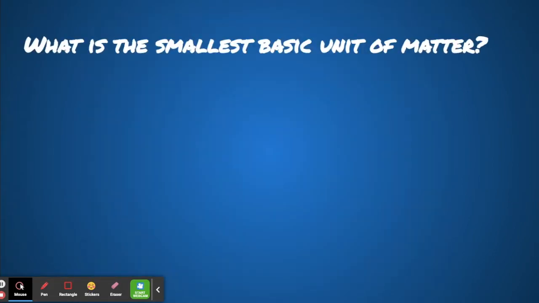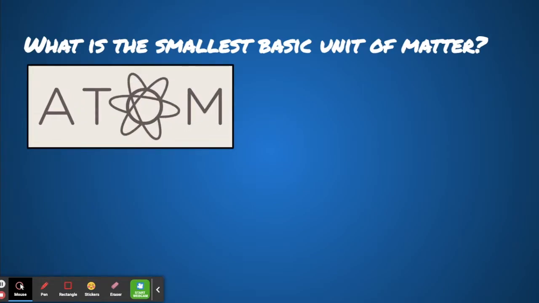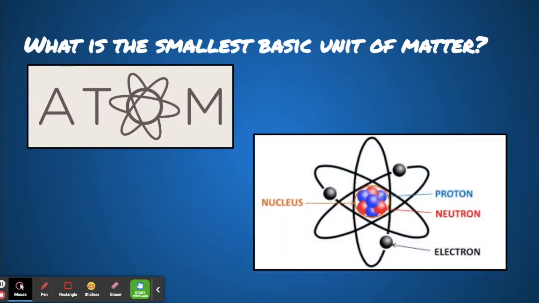So what is the smallest basic unit of matter? Well, hopefully you remember that that is an atom. The atom has a very specific structure, and this image here shows you the structure of the atom. In the nucleus, you're going to have protons and neutrons. And then swirling around the outside in what's called the electron cloud, you're going to have electrons.